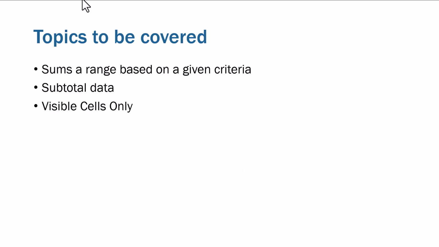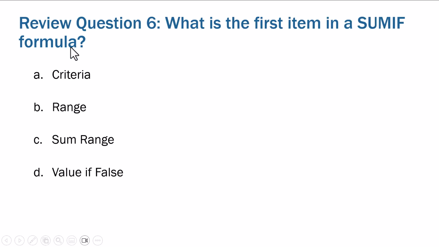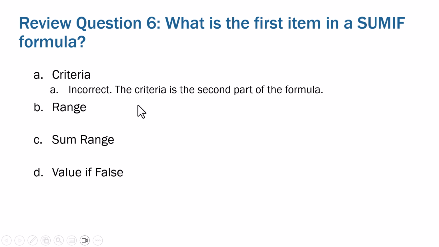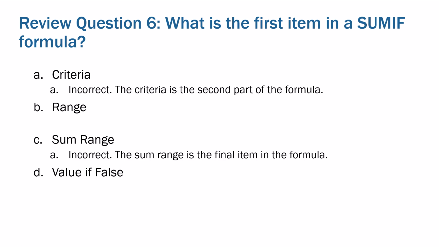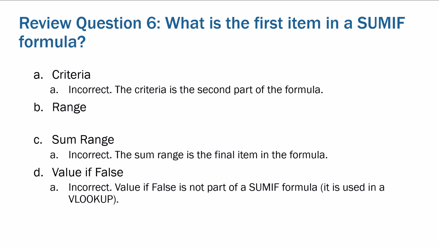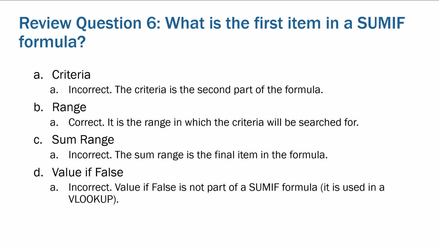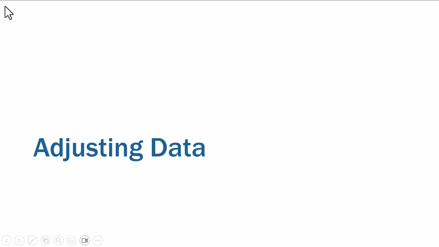If I go to the PowerPoint here, review question 6, what is the first item in a sum if formula? Criteria range, sum range, or value if false? Well, it's not criteria. That's the second part. It's not the sum range. That's the final item. Value if false is a VLOOKUP feature, so it doesn't even belong here. It's the range. We first select the range, then we look up the criteria within the range, then we go to the sum range part, and that is how we do a sum if.